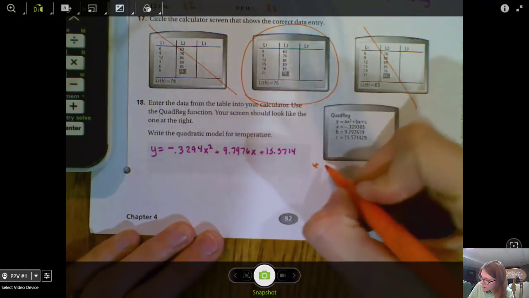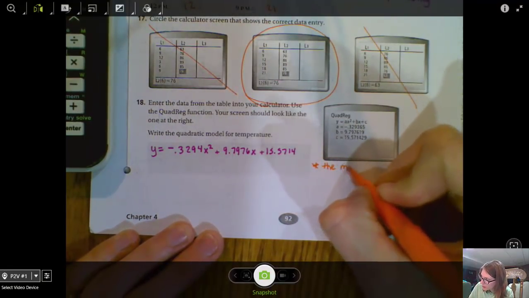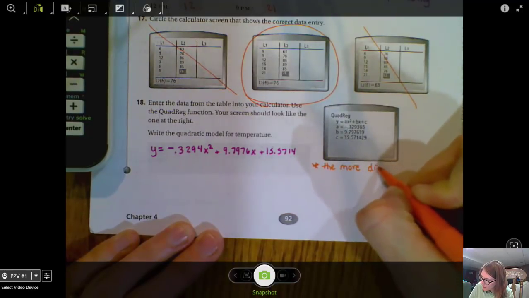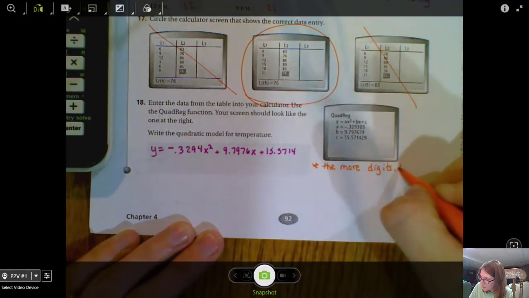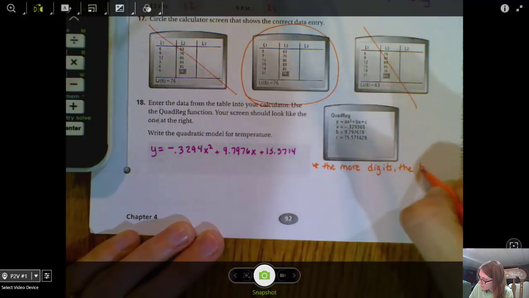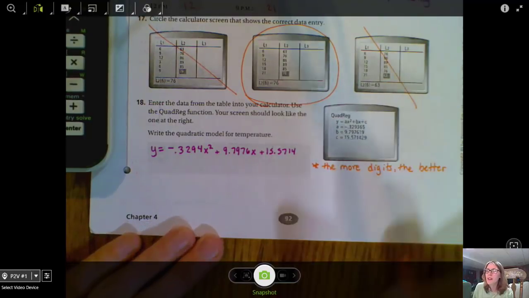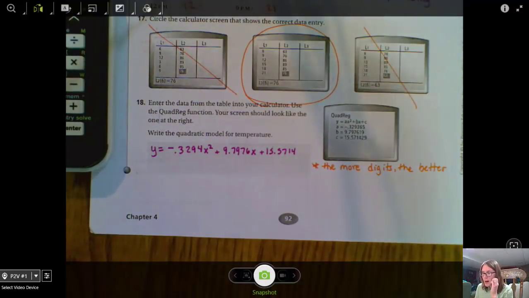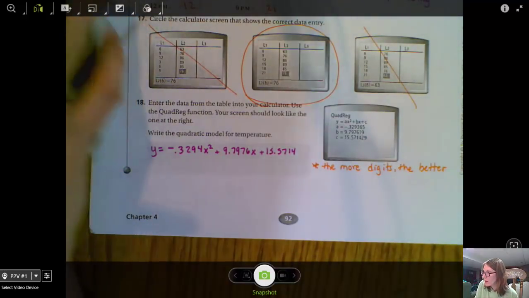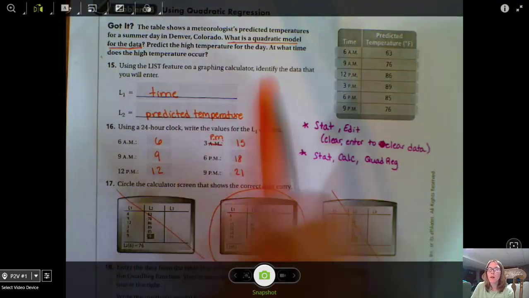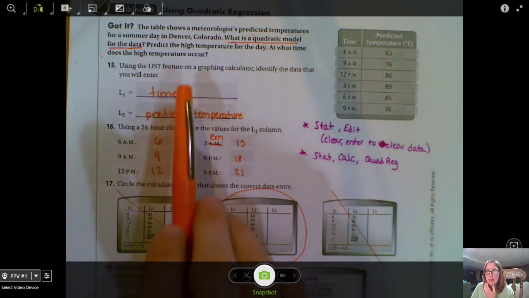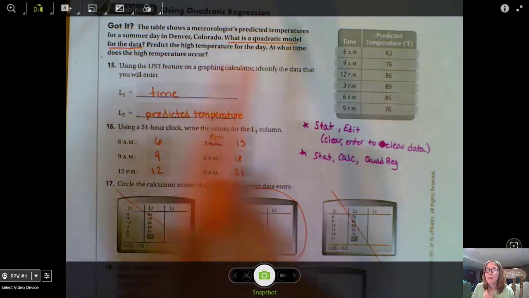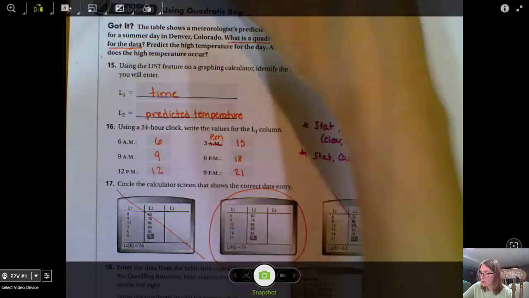Like I mentioned, the more digits, the better, as far as rounding goes. All right, so we got our quadratic function. Now let's look at what else we were supposed to find. We got our quadratic model. Predict the high temperature of the day. At what time does the high temperature occur?